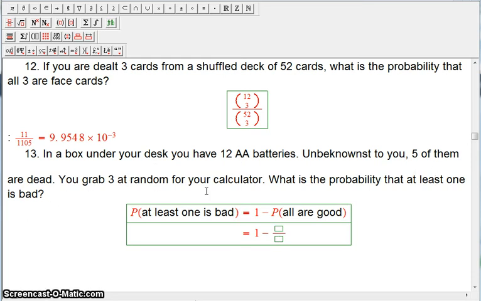You can't use the same battery 3 times for your calculator. That'd be kind of cool. It would save on money, but it's not going to happen.